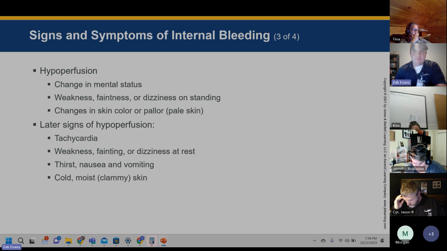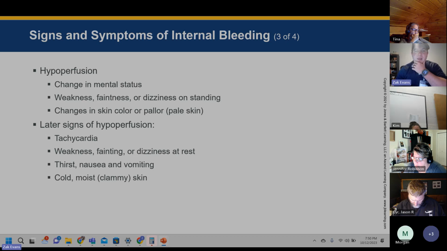You're going to see hypoperfusion: change in mental status, weakness, faintness, or dizziness when standing, changes in skin color or pallor. Some of this is from that shunting we were talking about. The body is shunting it, but it also could be that they are low on volume. They don't have that blood in the tank. So when we stand them up, they're going to get weak and fatigued because they don't have that blood to supply the whole body, and gravity is working against you.